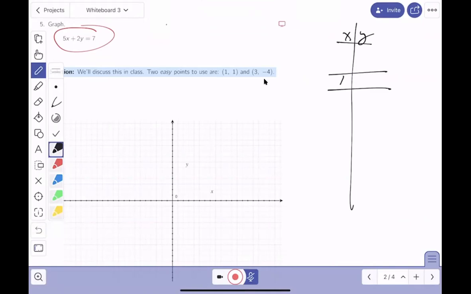If x is 1, what do I get? I get 5 plus 2y is equal to 7. Well, I got to be honest with you, that looks really simple. Because take 5 from both sides, you get 2y is 2. So y would have to be 1. Here's the deal. If you can find one easy answer, an infinite number of answers are there for you to look at. They really are.